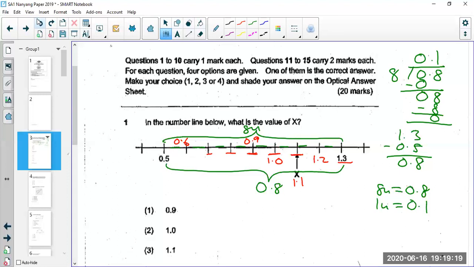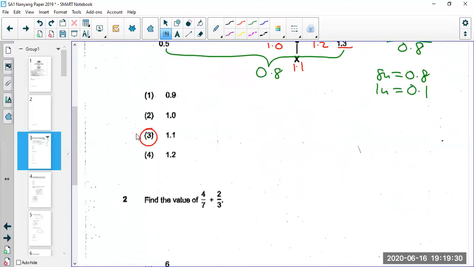So what is the value of x? The value of x is 1.1. So your answer is number 3. Do you get the answer correct? Okay, well done. The first few questions are always a little easier.